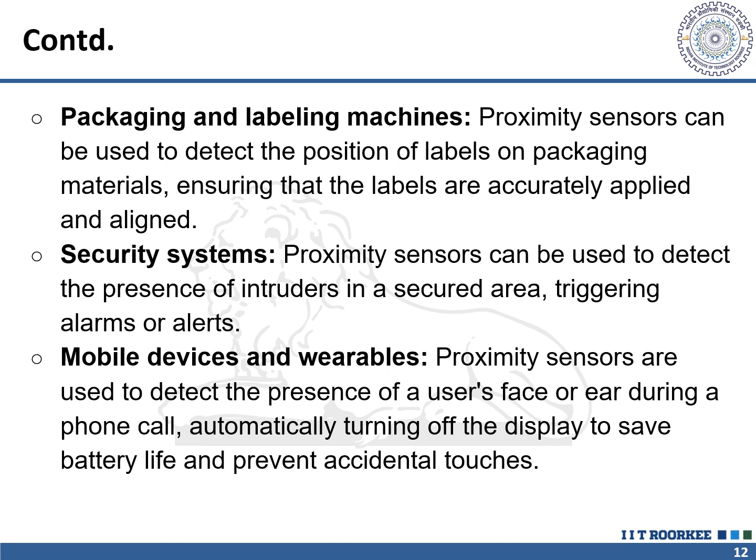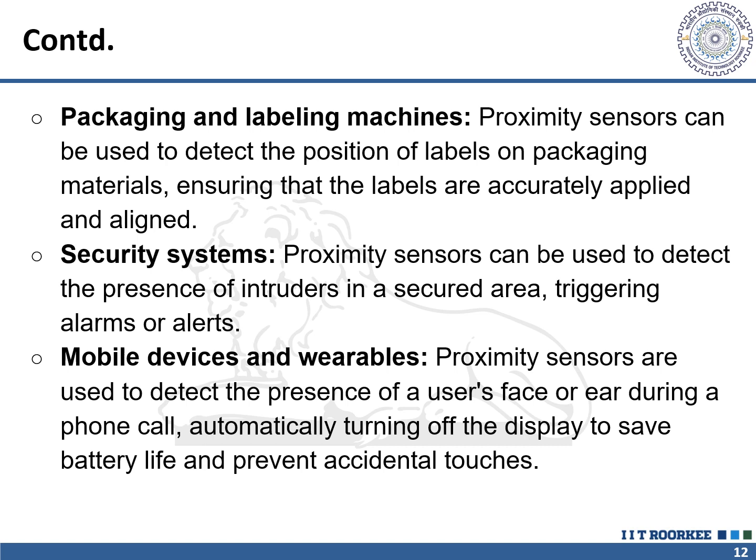Proximity sensors are used in packaging and labeling machines also. They can be used to detect the position of labels on the packaging materials, ensuring that the labels are accurately applied and aligned. We can also use them in security systems. Proximity sensors are used to detect the presence of intruders in a security area, triggering alarms or alerts.